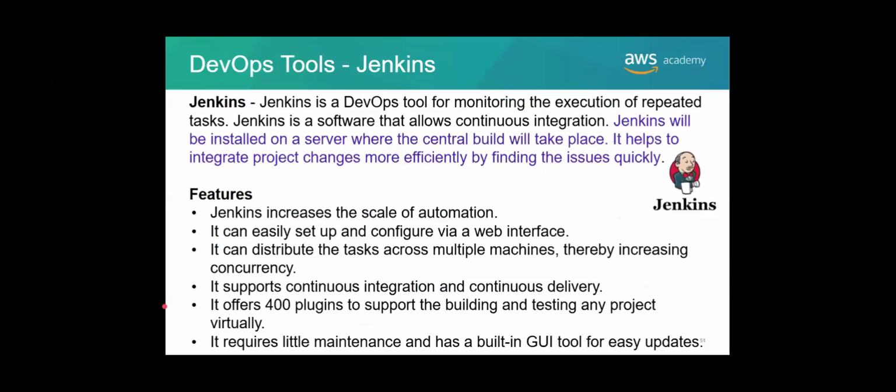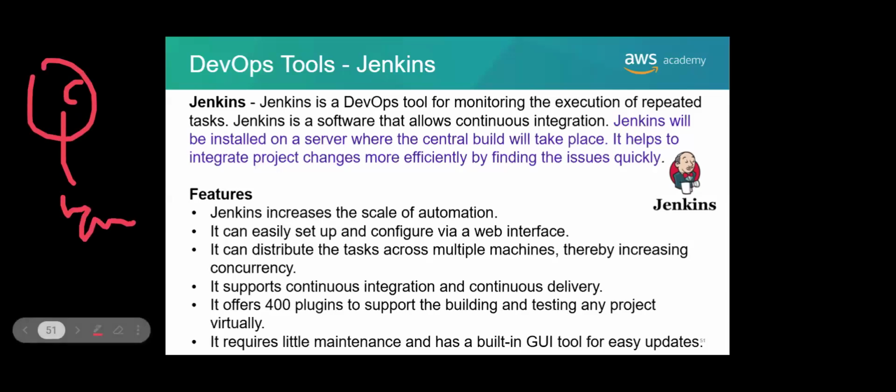Next, Jenkins. Jenkins is again a DevOps tool mainly for monitoring the execution of all the repeated tasks, and it allows continuous integration. Continuous integration means it helps install on all the servers, like a central build takes place. It will take care of the entire control, end-to-end responsibility. It helps integrate project changes more efficiently by finding issues quickly. Whenever you have changes in the project, code or commit, it will immediately check and resolve it and send it to the particular project.